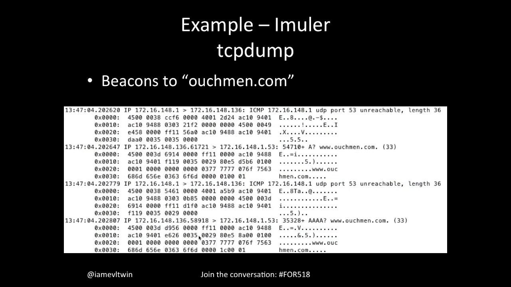And last up, we actually get beacons using tcpdump. So this was a legitimate bad website, ouchman.com, but once you executed this Imuler malware, it would automatically start beaconing out on a regular basis to ouchman.com. And we have tcpdump running in the background while we're doing our execution. We can easily see that it's trying to beacon out or phone home to this particular domain.